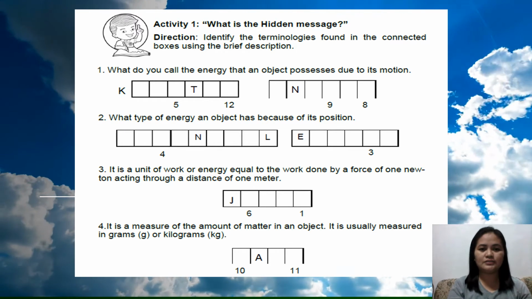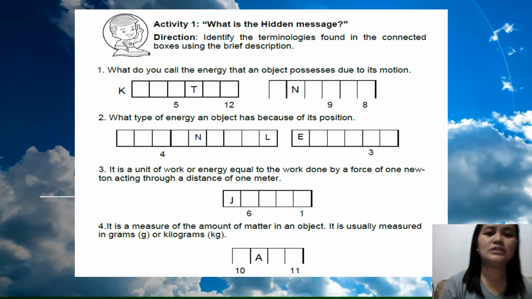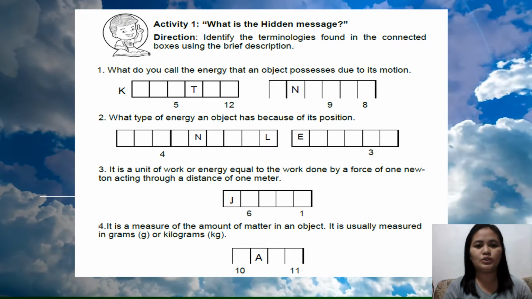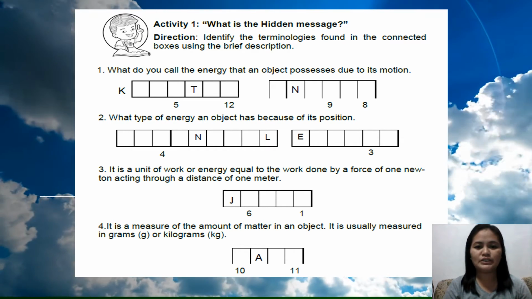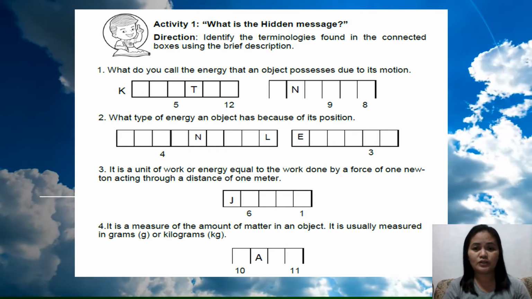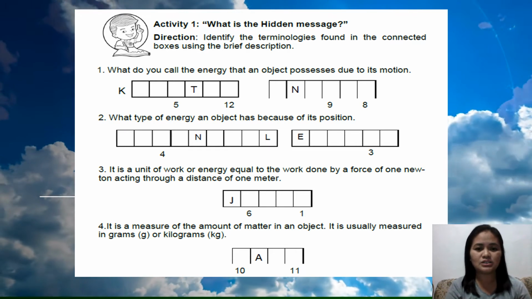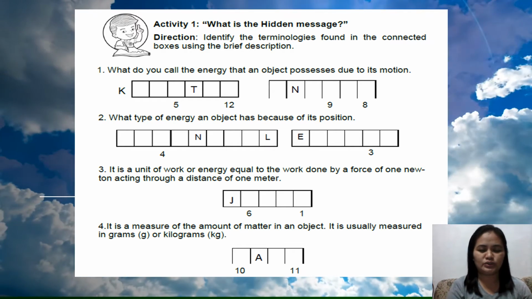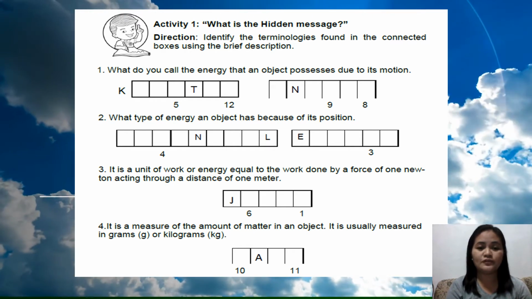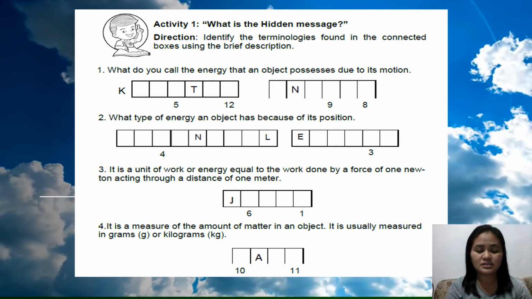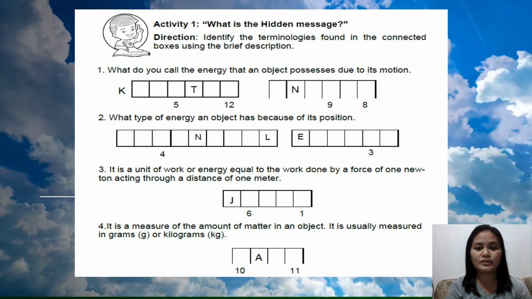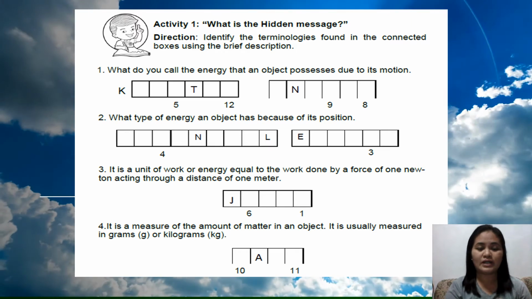Here is your Activity 1 that is entitled, What is the hidden message? What will you do? You will identify the terminologies found in the connected boxes using the brief description. Ayun. So, ano lang to? Fill in the box with the missing letters to form the term being described.